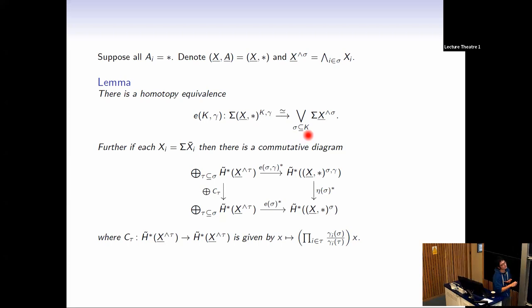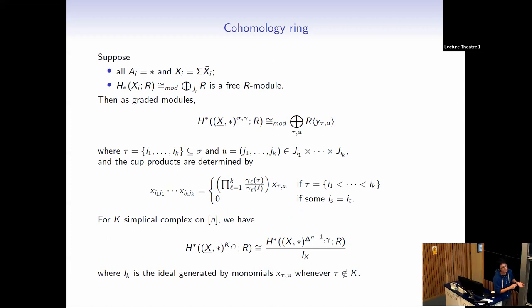And furthermore, if each of the X_i are suspensions, and the power maps come from the suspension structure, then the two decompositions, the homotopy equivalences, can be related by these commutative diagrams in cohomology, and they are related by these η maps here. Okay. And lastly, probably I need to mention the cohomology ring.